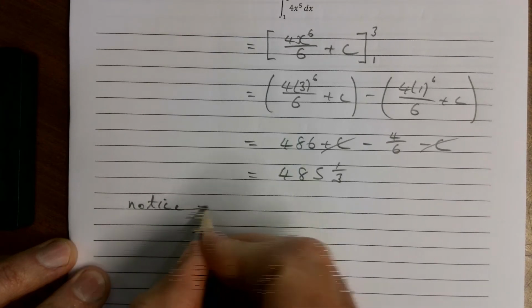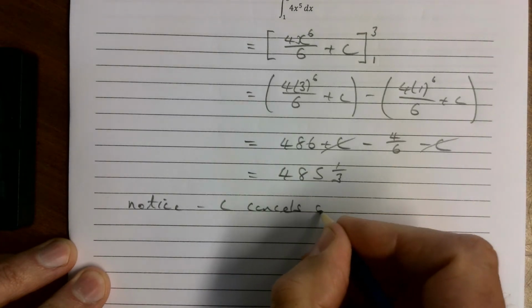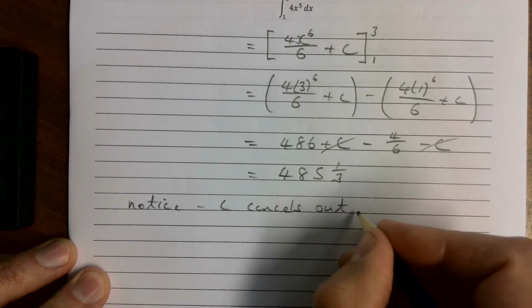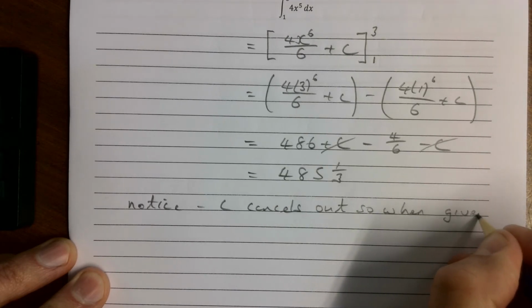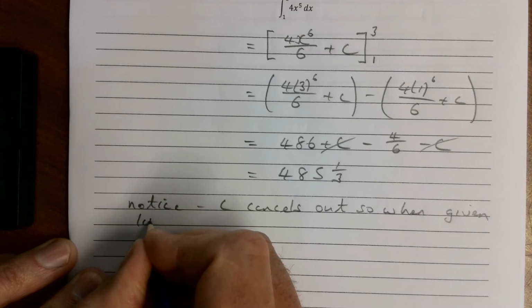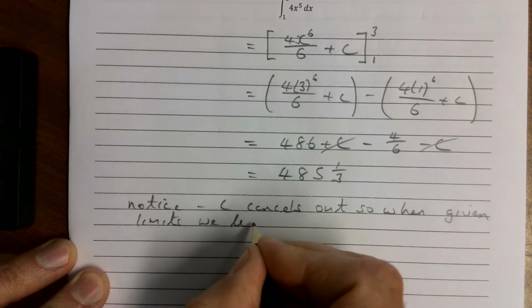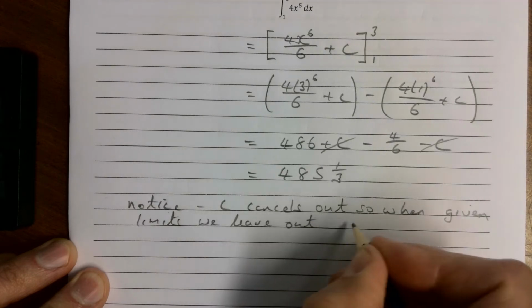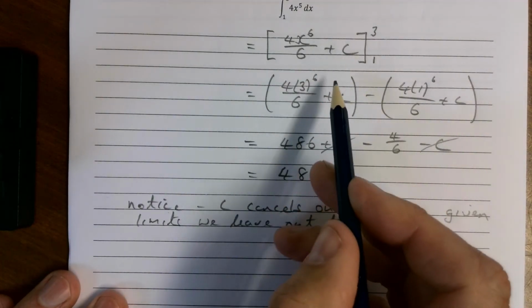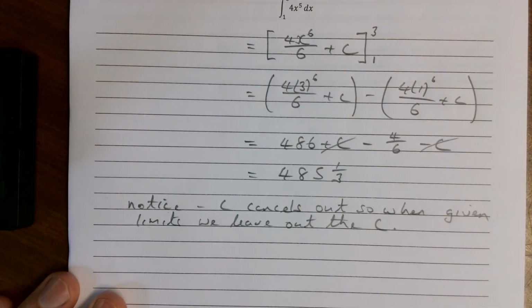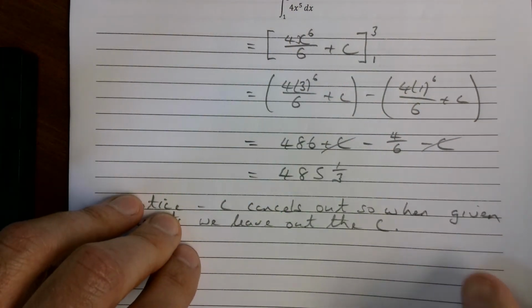So just a wee note about that, again just what I said. Notice c cancels out, so when given limits, we leave out the c. So we just don't bother even putting the c in whenever we integrate from now on, if it's definite integration, if we have the wee numbers there at the top and the bottom.